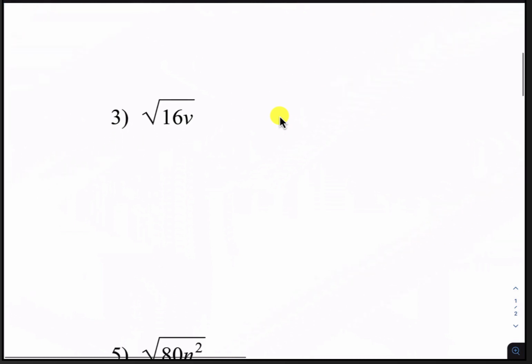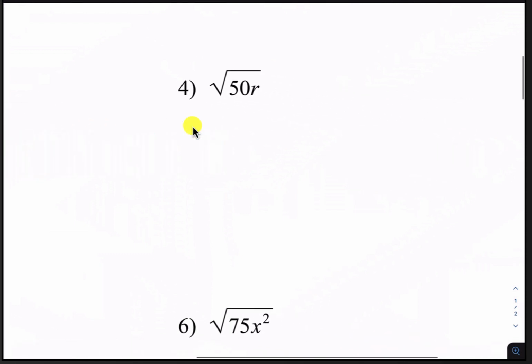Number 3, square root of 16v. Well, the square root of 16 is 4, because 4 times 4 is 16. And then the v, that's just the square root of v, is going to stay in the radical. So our answer is 4 square root of v.